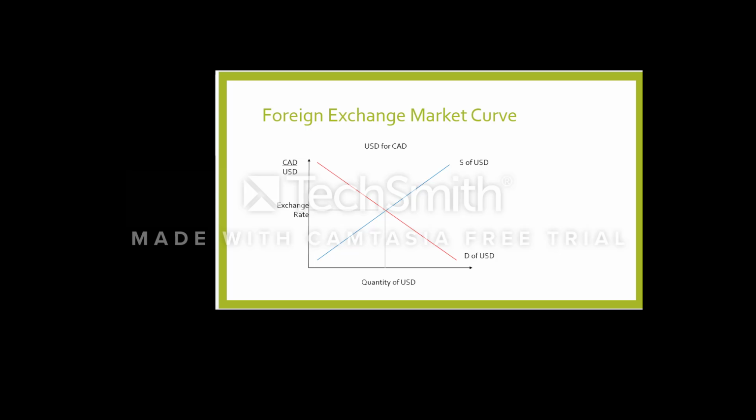The equilibrium point where the supply of US dollars and the demand for US dollars meet is the exchange rate. The exchange rate would represent the total cost in Canadian dollars for a single US dollar. Additionally, it would represent the number of US dollars in the market that would be exchanged for that rate.